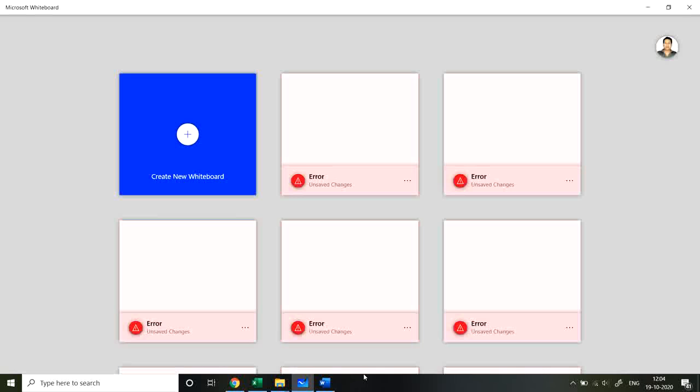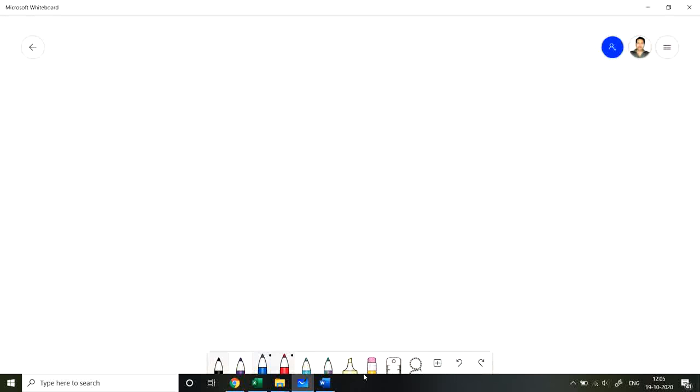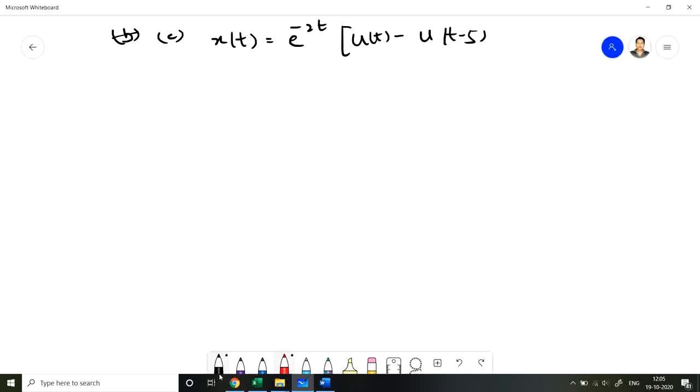Now let us solve the third part. So it is x(t) is equal to e^(−2t) [u(t) − u(t − 5)]. So it can be written as e^(−2t) u(t) minus e^(−2t) u(t − 5).